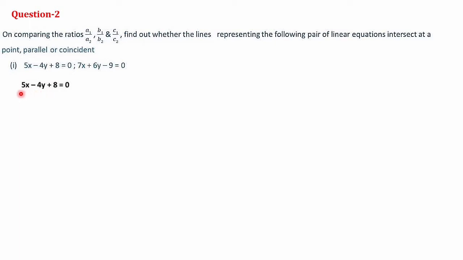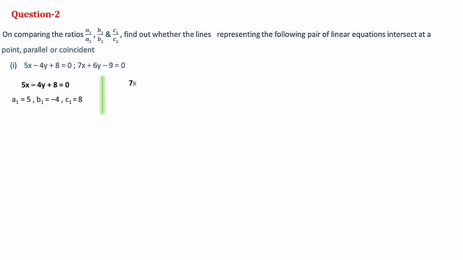Here this is in the standard form only. 5x - 4y + 8 = 0. Everything is on the left side, equal to 0. From here we can write a1. a1 is the coefficient of x, a1 is 5. Sorry, b1 is the coefficient of y, that is -4. And c1, that is the constant term, that is 8.